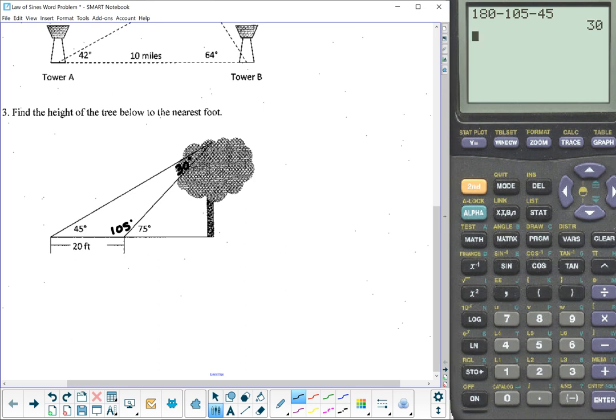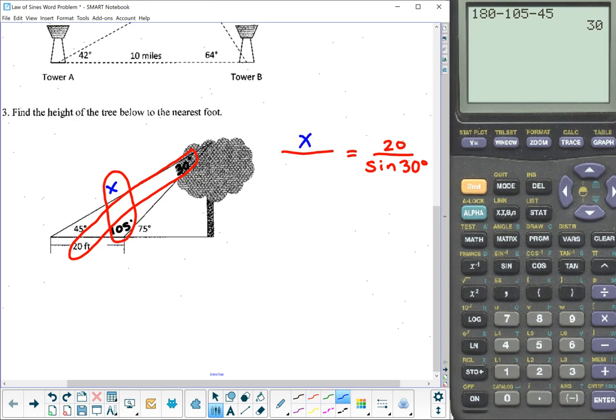Okay. Now I can utilize this angle and its opposite side of 20 using the law of sines. So I'm going to start with 20 over sine of 30 degrees. That's going to be equivalent to, and then I need one more relationship. You can use anything you want. I'm just going to utilize this outside side. I'm going to call this X out here. So I'm going to utilize this angle along with its opposite side. That's going to be X over the sine of 105.